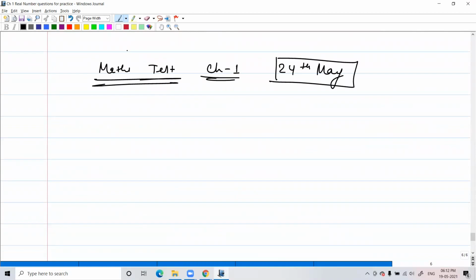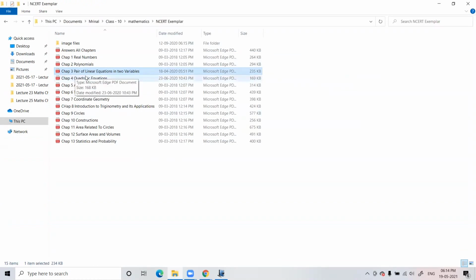Okay, yeah, so the next thing is now we need to start a new chapter. From tomorrow's class, we will start the third chapter, pair of linear equations in two variables.